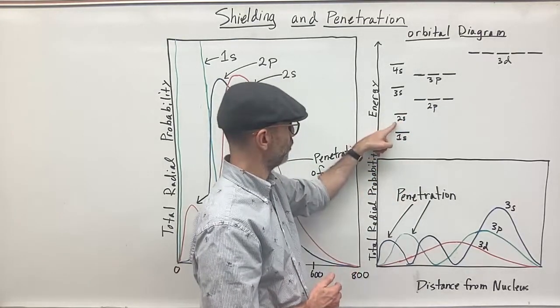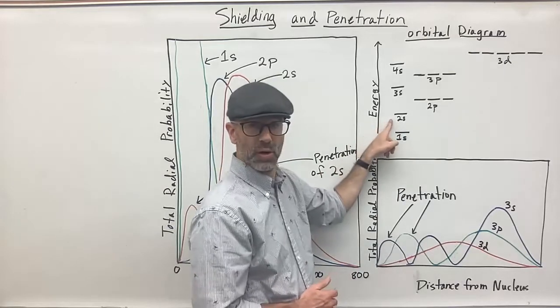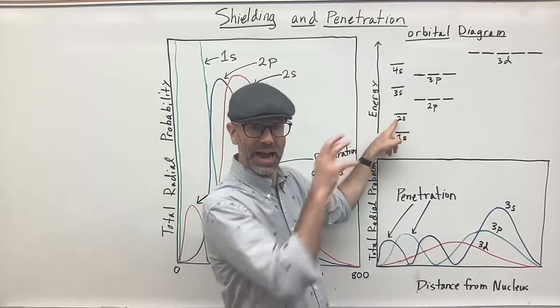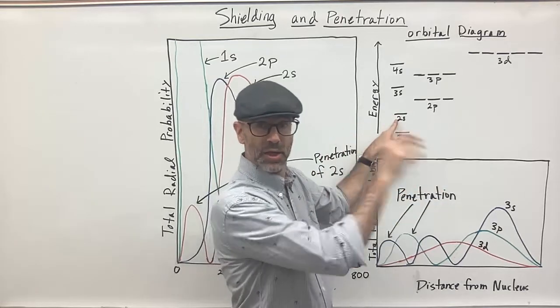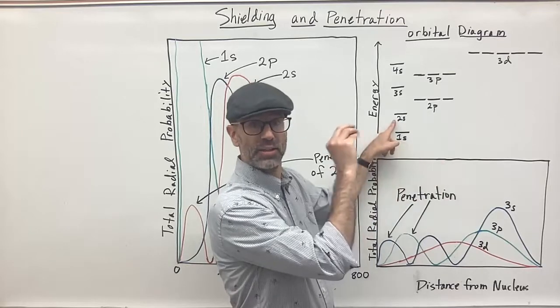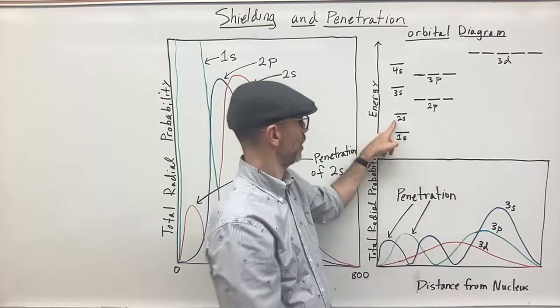So the 2s orbital is going to have a lower energy than the 2p because the 2s has that penetrating power through the shielding electrons, the shielding effect of the electrons, and then therefore can lower the potential energy.